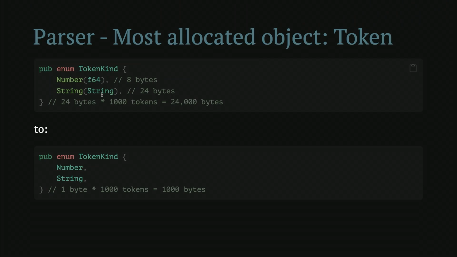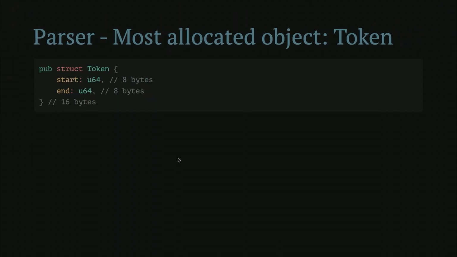So if in a program you have 1,000 tokens, you will allocate 24 kilobytes. What you are trying to do in data-oriented design and performance engineering is identify that there's a large memory issue here, and try to reduce it. So what we did in Oxc is move these two data to another storage, and then you end up with 1 byte for this token kind. So 1,000 tokens will be just 1 kilobyte, which makes this whole thing 24 times smaller. So this will make the program faster.